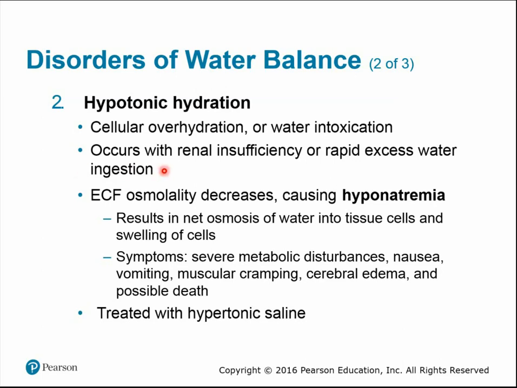So that overloads the cells and the body fluids with this excess water. So this causes the concentration of the fluids to decrease, causing hyponatremia. So ultimately, we have a net osmosis of water going into the tissue cells, causing them to swell. So this can lead to severe metabolic disorders, nausea, vomiting, muscle cramps, cerebral edema, and even possibly death. So generally, it's easily treated though with a hypertonic saline. So we're going to force the water back into the cells with this hypertonic solution.